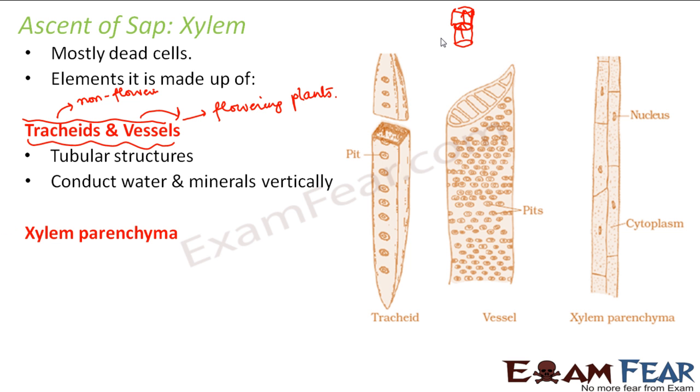However, there are some other components also, like xylem parenchyma. Xylem parenchyma's main purpose is to store food. So here you can see how the parenchyma cells look. It consists of cytoplasm and a nucleus, but their main function is storage of food. They also have xylem fibers. The xylem fibers are dead cells which are used only for structural strength or support. So out of these components of xylem, the only components which help in the conduction of water and minerals, or in the phenomenon of ascent of sap, are the tracheids and vessels.